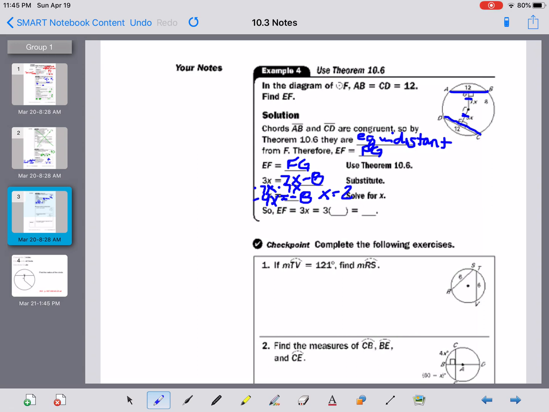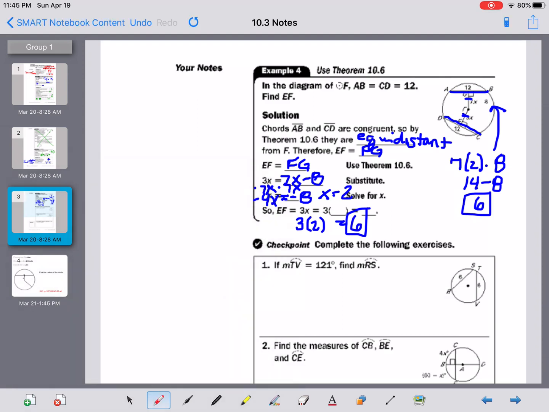Let's plug it in. It tells me to find EF. So I plug in for 3 times my 2. And that gives me 6. I don't know why I didn't write them in that spot it gives me. But just as a quick check up here, let's check this one. What's 7 times 2 minus 8? Well, that's 14 minus 8. And that's also 6. So you'll notice I get that equal distance on both sides. So when x equals 2, I'm equal distance to the center.